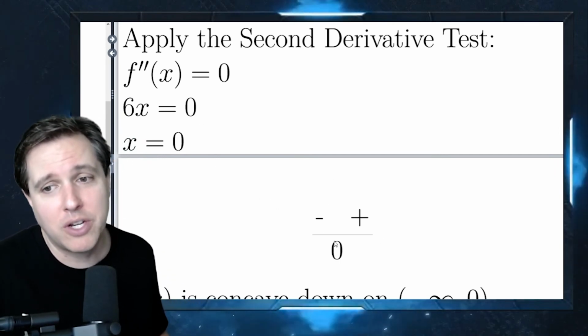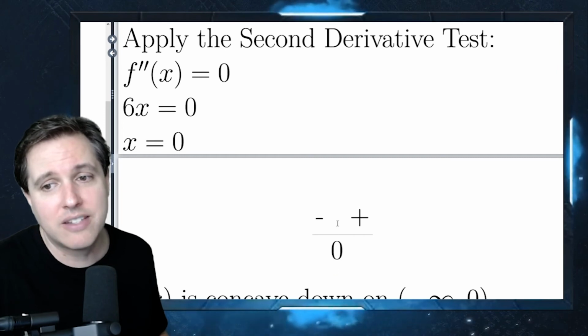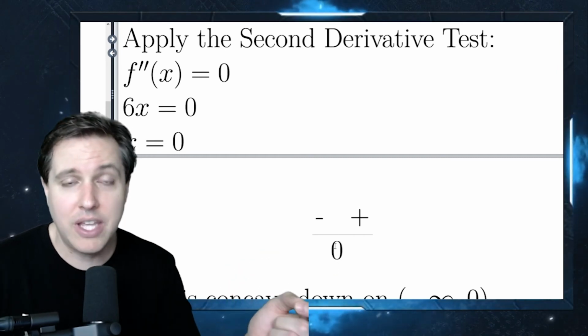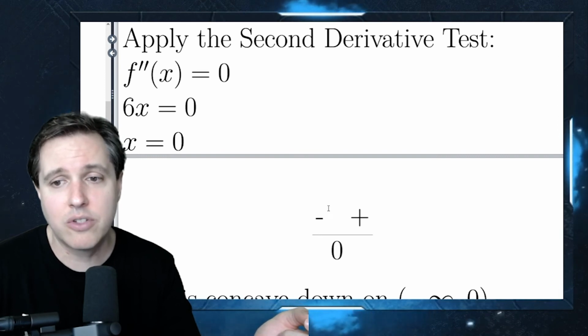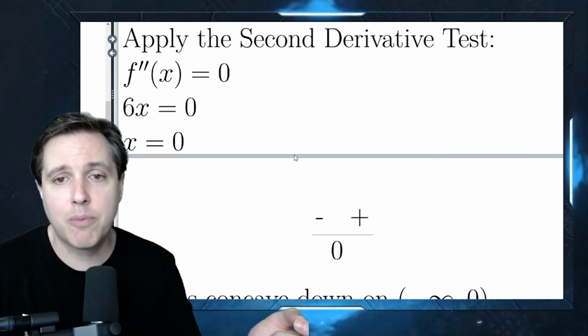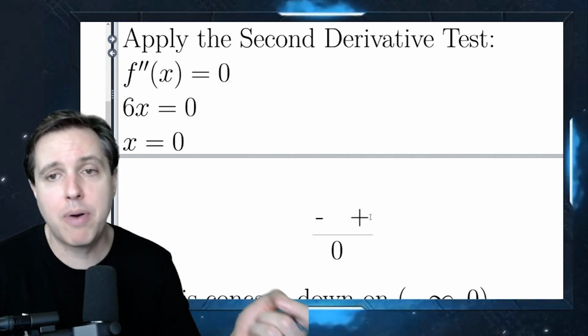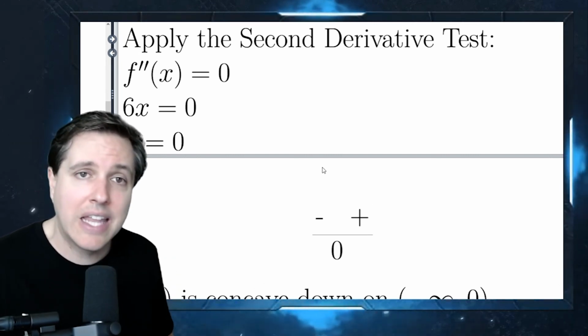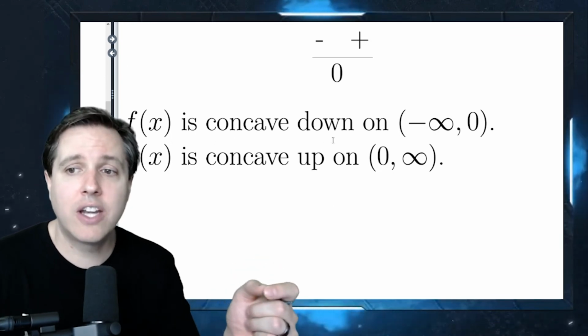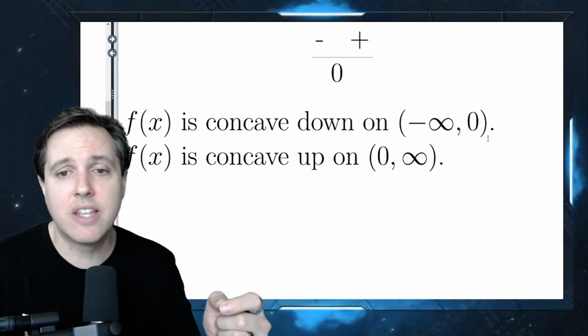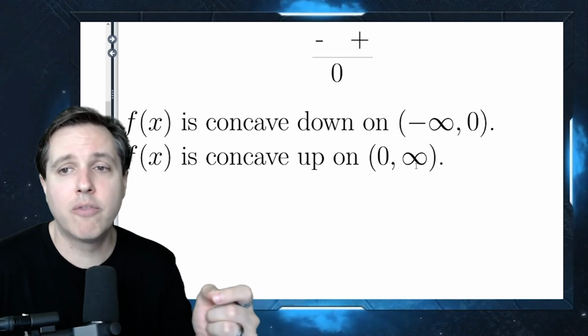So our sign chart's pretty straightforward. We split the number line at 0, and then it's pretty easy to see here. If we plug a negative value in for x, we're going to get a negative number. So we're negative over here. If I put a positive number in here, I get positive, so we're positive over here. So our conclusion is that f of x is concave down from negative infinity to 0, and it is concave up from 0 to infinity.